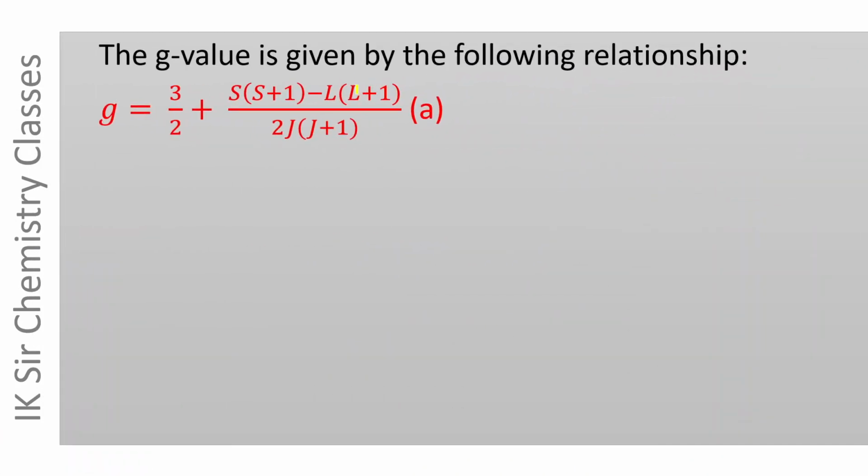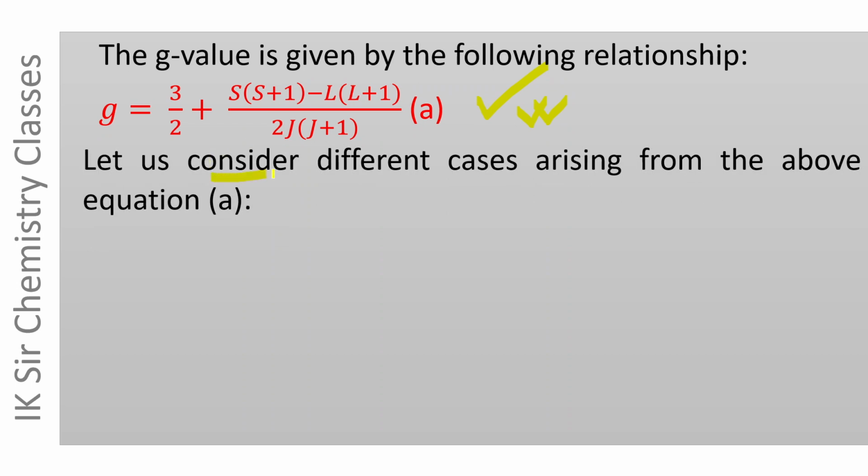The G value is given by the following relationship: G is equal to 3/2 plus [S(S+1) minus L(L+1)] divided by 2J(J+1). With the help of this expression, the value of G can be calculated.